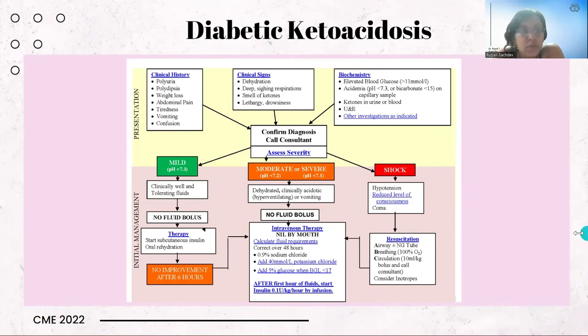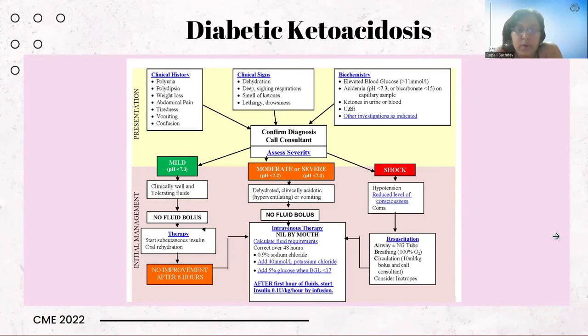So in a mild case, you don't need to give a fluid bolus. You give subcutaneous insulin and you give oral rehydration. As a rule of thumb, when you are practicing as clinicians, always prefer oral route of rehydration, unless the patient has had vomiting and nausea and all of that. Because it's always better to go with the natural way in which your body digests food and fluids, right? Keep IV rehydration only for cases where you feel there is a need for it.